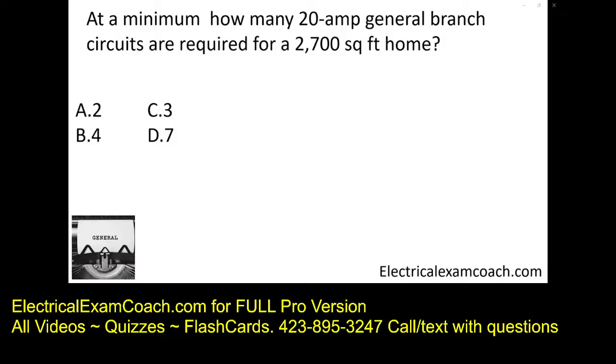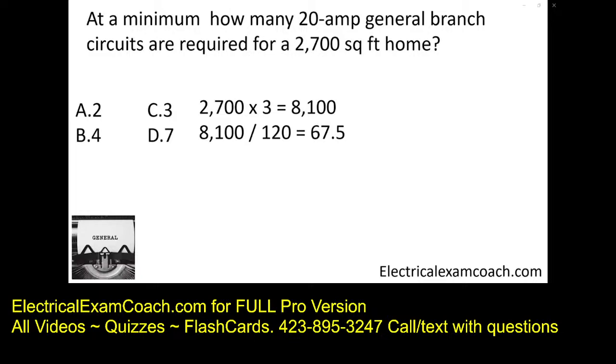So how we're going to do this one, it's very simple. We're going to do it one step at a time. The first step is to take our 2,700 square feet and multiply it by 3 VAs per square foot, like we've learned previously in the program. That's going to end up with 8,100 VAs. Now what we have to do, because this is our general lighting, those are all going to be 120 volt circuits. So I'm going to take that 8,100 and divide it by that 120 volts. And that's going to give us 67.5 amps. I'm converting it over to amps.